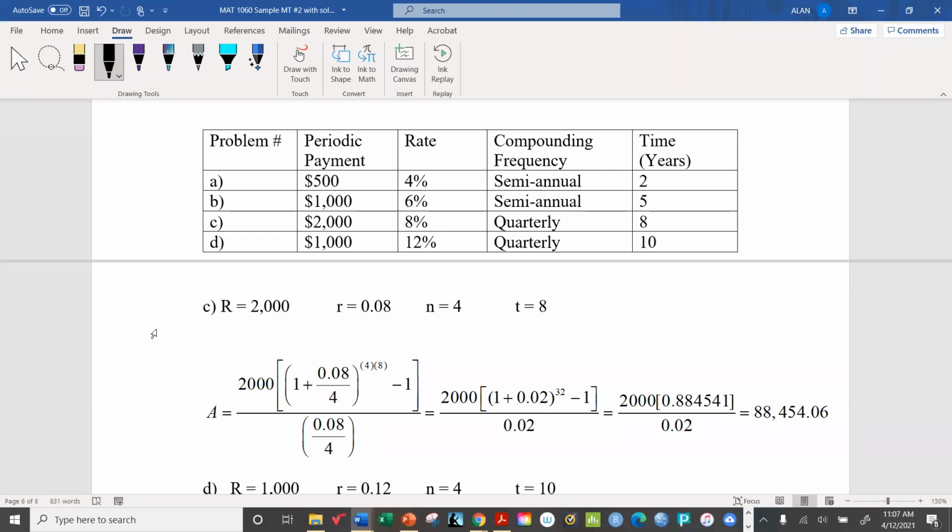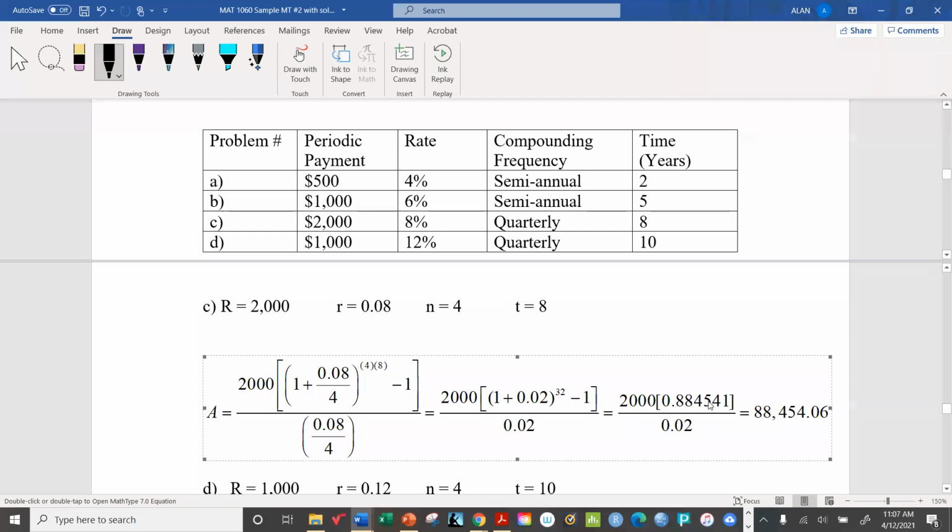So when we plug in the numbers, you'll see that in the parentheses or the brackets here, we've got 1.02 to the 32nd power minus 1. And you can see over here on the right-hand side, this is equal to about 0.884541. So if you carry on and do the multiplication there, you should get approximately 88,454.06, depending on how much you round it right here.